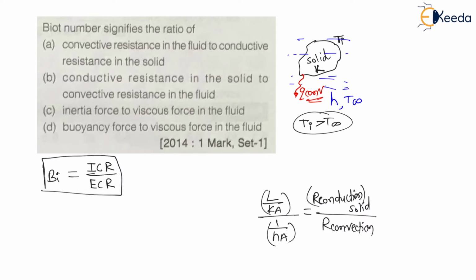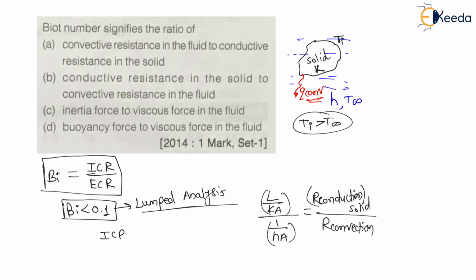Now here, whenever this Biot number value is less than 0.1, then the problem is called lumped heat capacity analysis, or lumped analysis problem. And my dear students, whenever the Biot number is very small, that is, less than 0.1, that means we can say the internal conduction resistance is very small as compared to the external convection resistance, right?